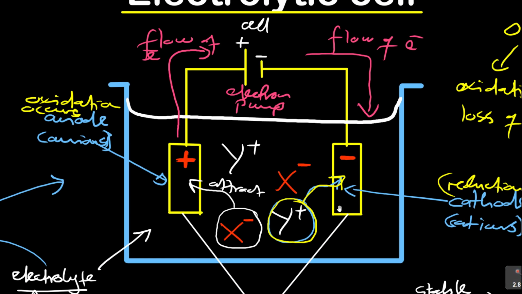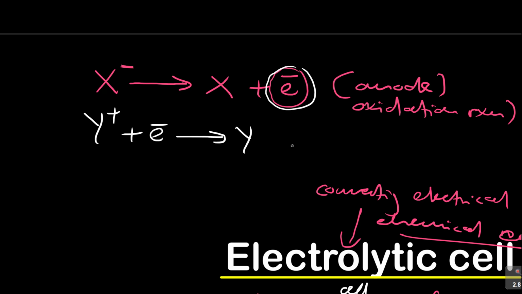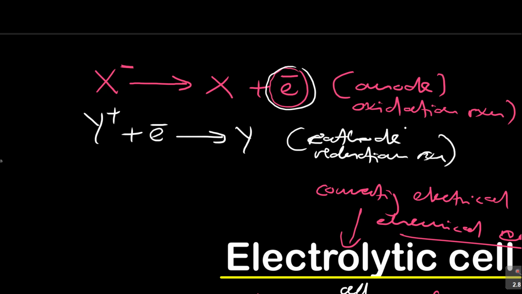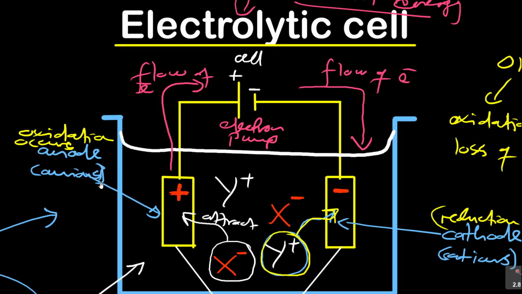And what about what is happening at the cathode? Here the Y plus will gain the electron that was lost from the anode side to give us Y. And at the cathode, a reduction takes place. And what is reduction? Reduction is gain of electrons. So guys, this is basically the electrolytic cell, which you are expected to know.